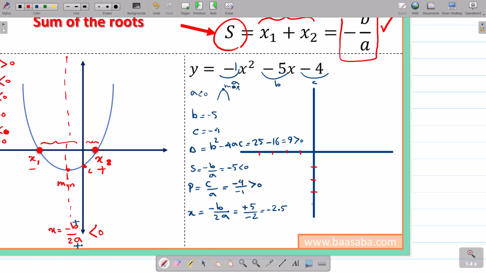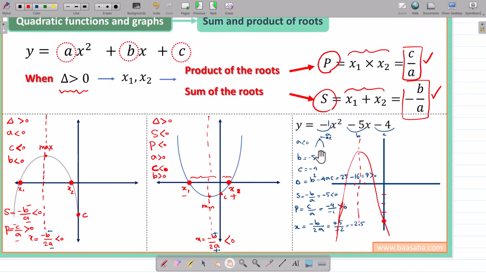Okay, let's draw what we know here. We know C is -4. We know the symmetry line should be somewhere like this. And we know our graph is concave down. So maybe it's something like this. We should continue, yes, something like this. This is all we can figure out about this graph.